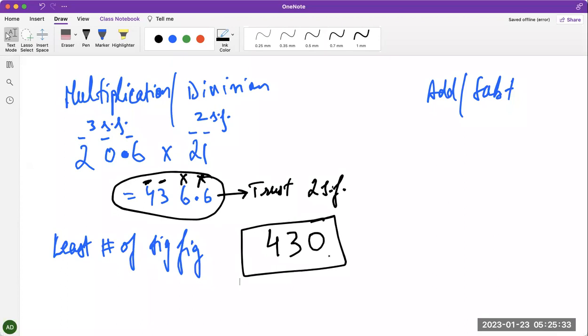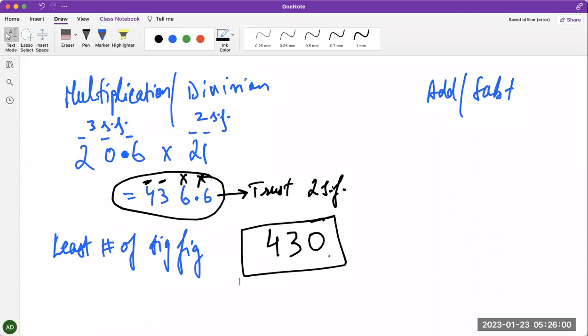So 436.6 rounds off to 430. Think of this in your head. If you have $436.60 in your pocket, and I ask you, can you please round it off and tell me how much money you got, will you say you got $43? No, then you're lying, right? It's nowhere close to what you actually have. 430, on the other hand, is pretty close to what you actually have. Okay, so I hope that is making sense.